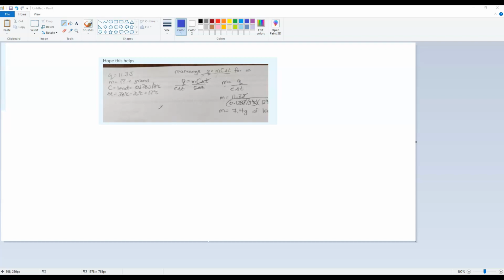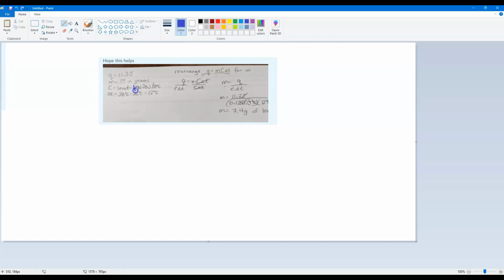Hi there. So this is a great solution to the question in this Q&A post. So the question was, you were given a piece of lead and you were asked what was the mass in grams, given that the heat capacity of lead is 0.128 joules per gram degree Celsius. You're also given that the heat given off is 11.3 joules and that the temperature changes from 38 degrees Celsius to 26 degrees Celsius.